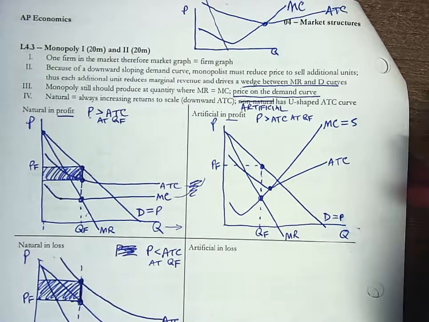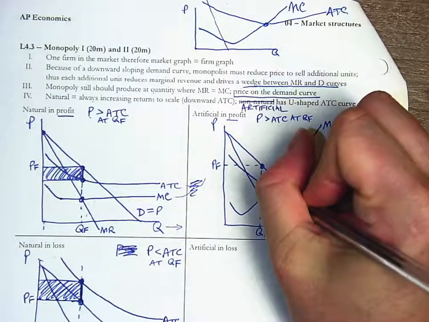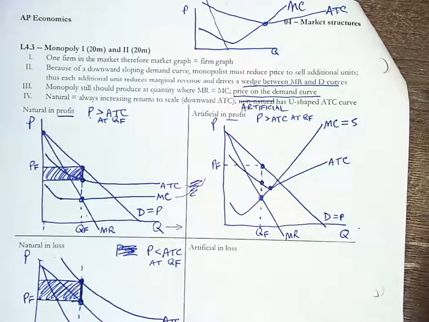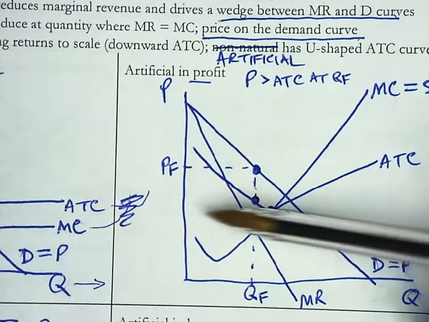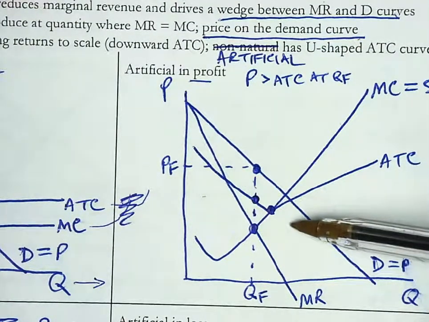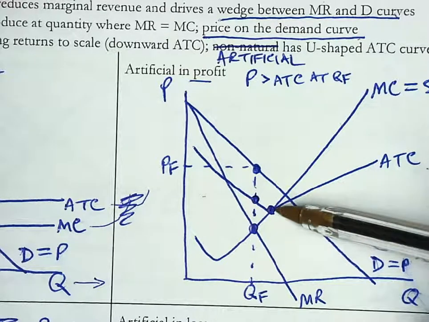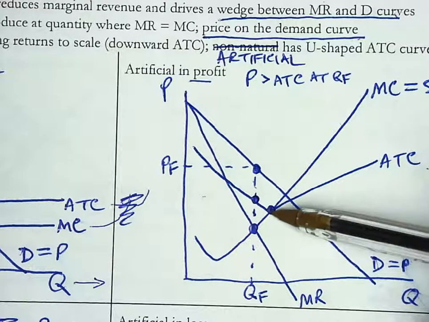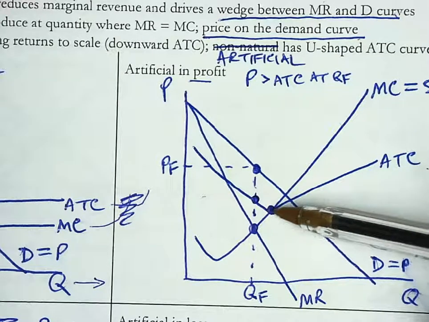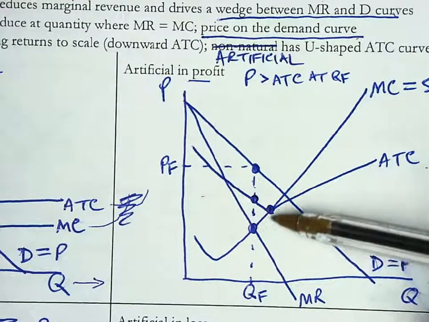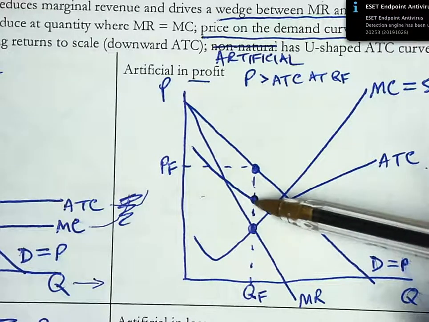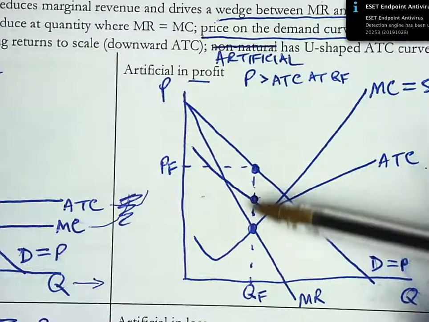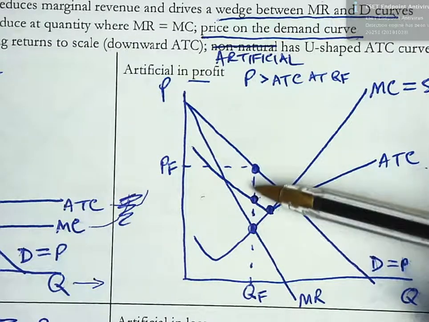Now, an important part is to note that here is the ATC at QF. Notice how it's not the minimum of the ATC. ATC had to come down and then back up. So that minimum of ATC is not really an important point for us. We're only noting that that's where MC is. So the minimum of ATC there isn't going to be a useful point for us. It's actually this point here where QF defines the ATC.